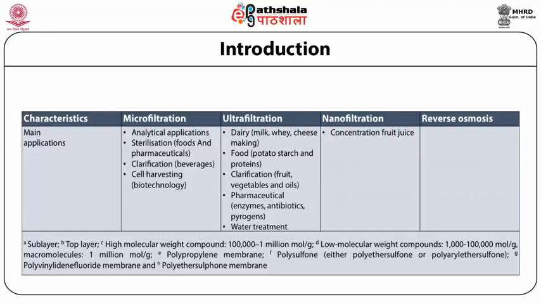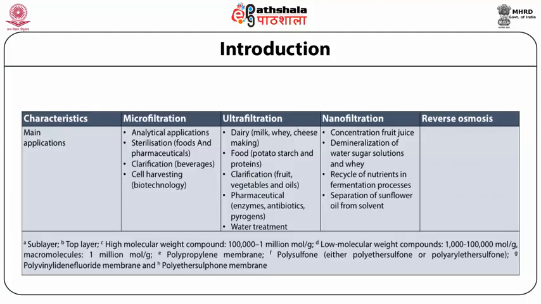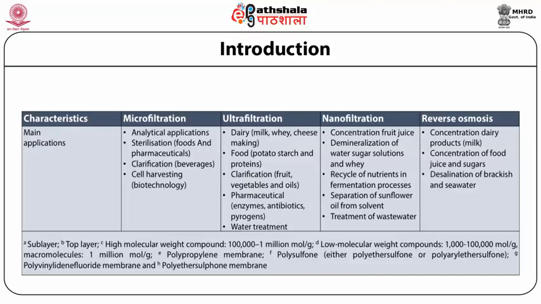Nanofiltration is used for the concentration of fruit juice, demineralization of water, sugar solutions and whey. This is one of the important uses, that we can produce different whey based powders, but these are lacking minerals. Recycling of nutrients in fermentation process, separation of sunflower oil and solvent, treatment of wastewater. RO is used for concentration of dairy products, concentration of fruit juice and sugar, desalination of brackish and seawater, and production of ultra pure water in the power industry.